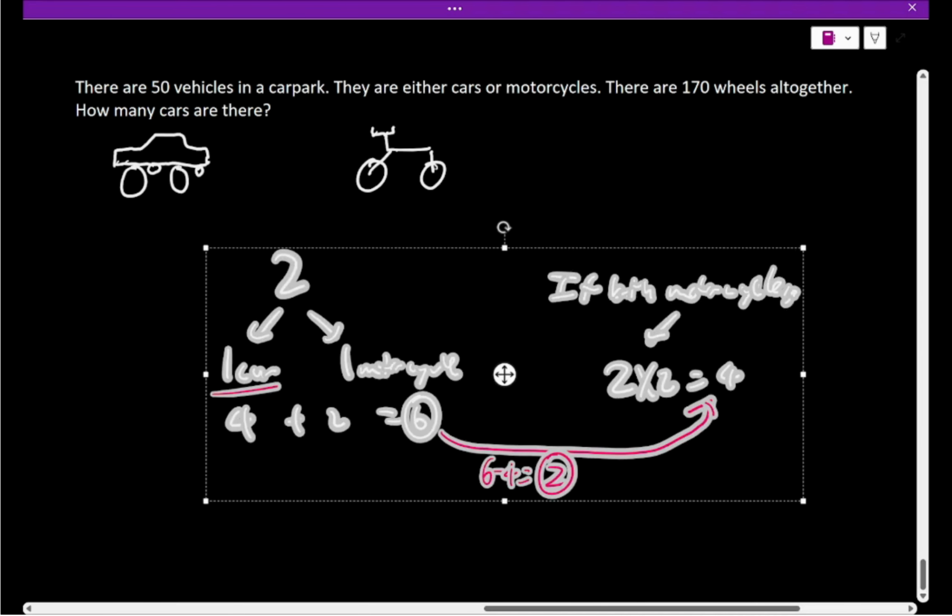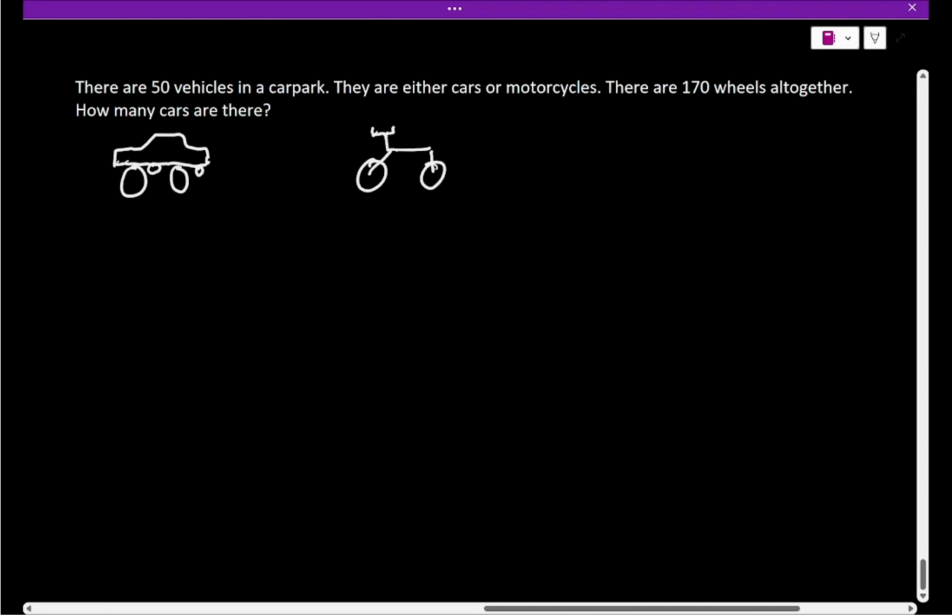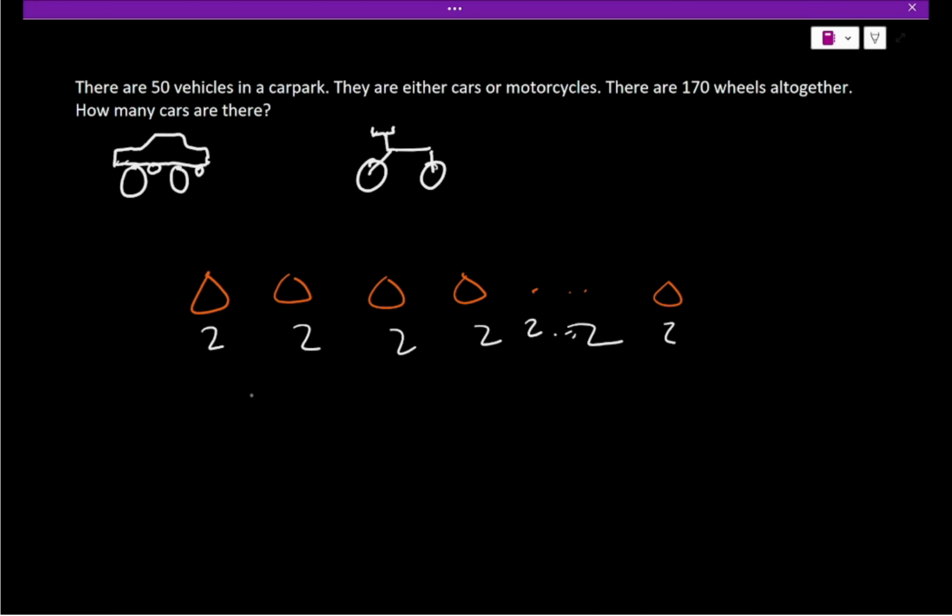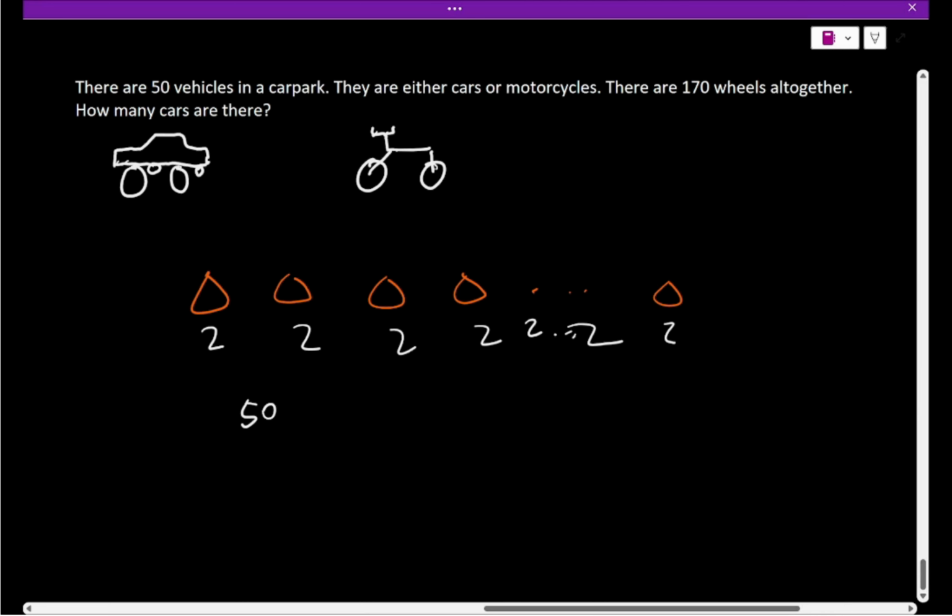One way you can think about it is that let's say we just have 50 vehicles already. So something like this, and so on and so forth. Let's say that we force them to only have 2 wheels. So this is only 2, 2, 2, 2, 2, 2, and so on. How many wheels would we have assigned? Well, it's going to be 50 times 2 because there are 50 vehicles. So that's 100. But that's not 170.